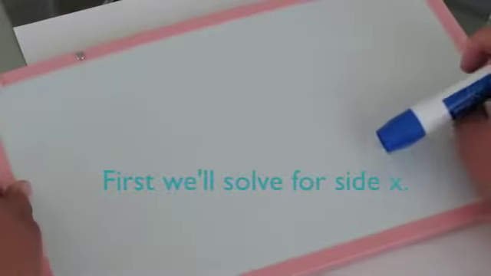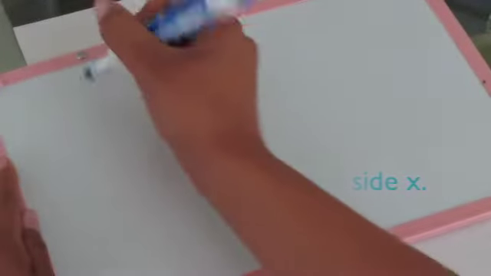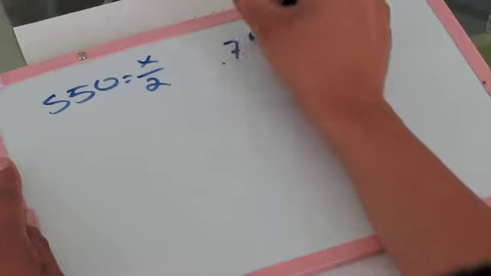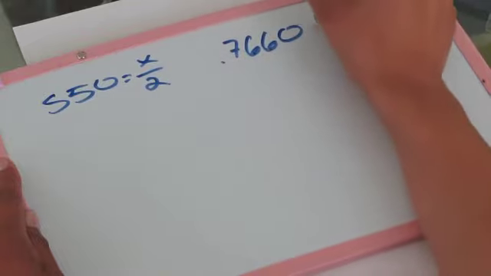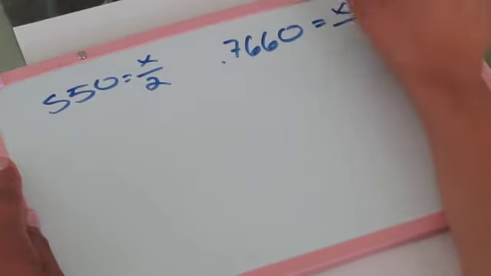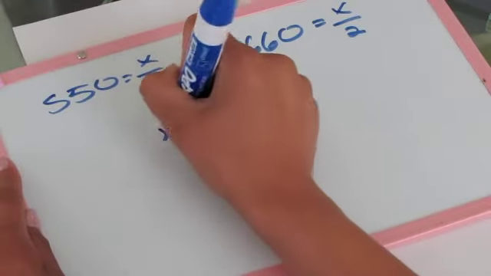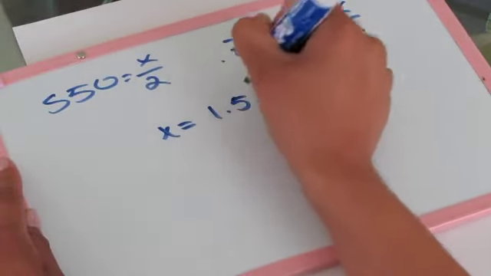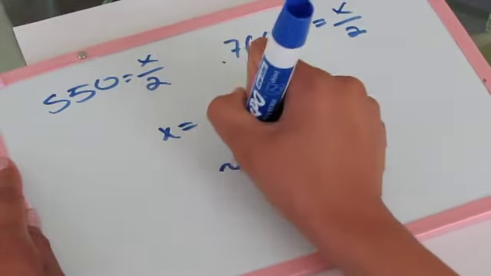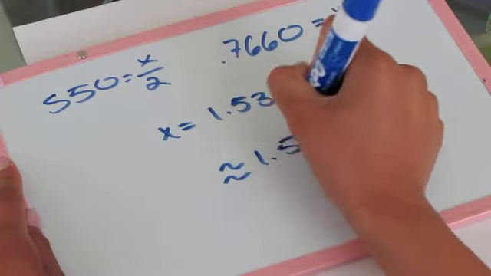First, we'll solve for side x. Sine 50 is x over 2, which is opposite over hypotenuse. That turns into 0.7660, which is equal to x over 2. X then turns into 1.532, which is about 1.5.